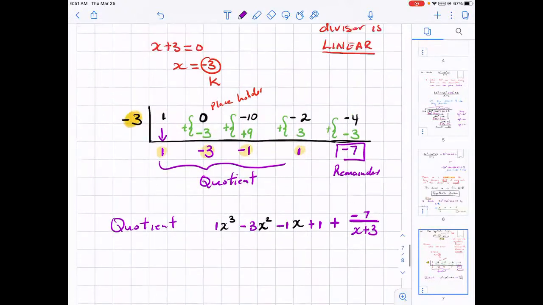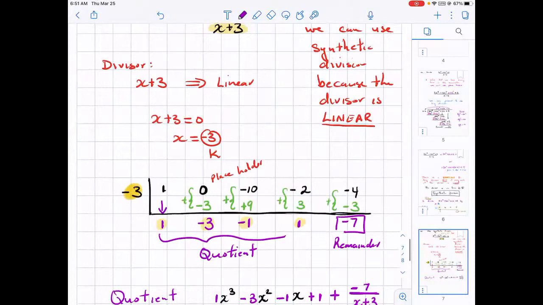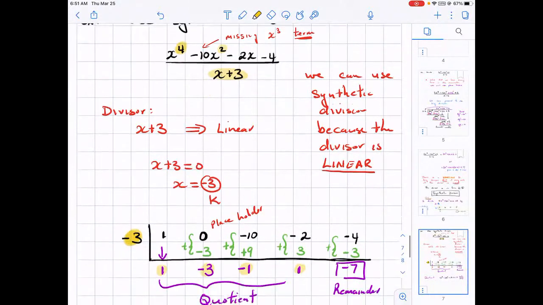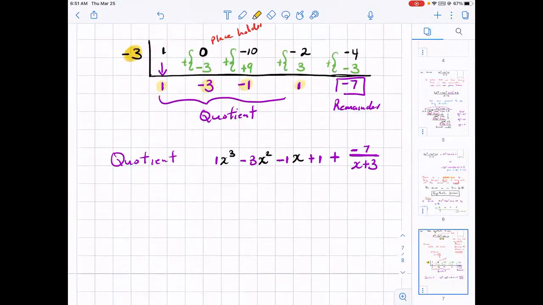Now the question is, look at what I'm doing here. Notice here the degree of the polynomial is 4. Because every time you perform synthetic division, the degree will drop by 1. The degree decreases by 1. And that's how I know that this here will be an x cubed term.